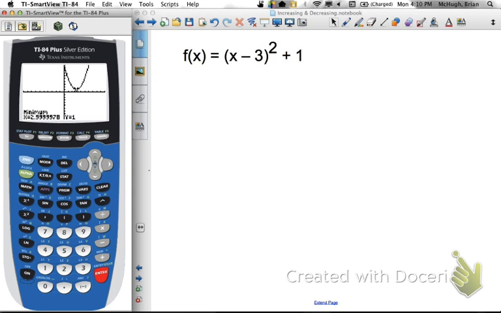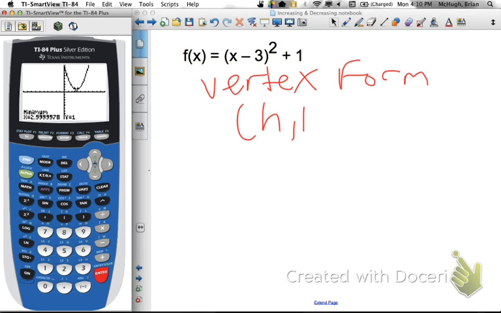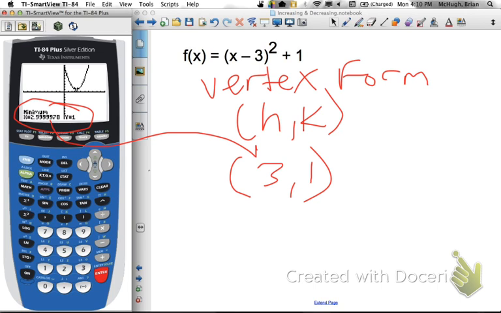And knowing what we know about vertex form of a quadratic equation, we know that (h, k) is the vertex. And based on our h and our k in our equation, our vertex should be the point (3, 1). And now look at the answer on the calculator. It says there's a minimum at x equals 2.9999978. The calculator, the way it calculates it, doesn't round it up to 3, even though that really should be the number 3. And then y equals 1. So this function has a minimum of y equals 1 at x equals 3.